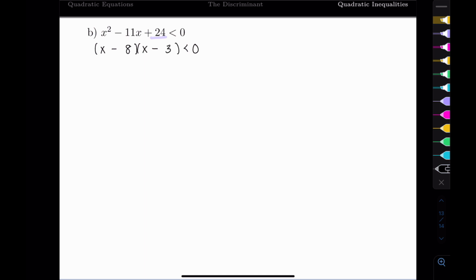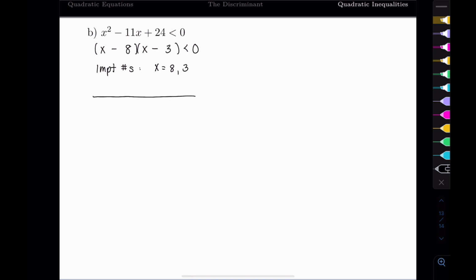So we're going to pick negative because it's negative 11 in the middle. The outer term would give us negative 3x. The inner term, negative 8x. That indeed gives us this negative 11x in the middle. So this is factored as much as possible. And so our key important numbers would be setting this thing equal to 0. So that's going to happen at 8 and 3.